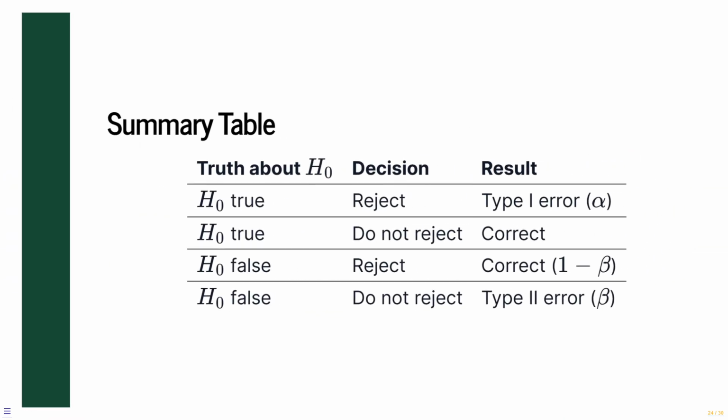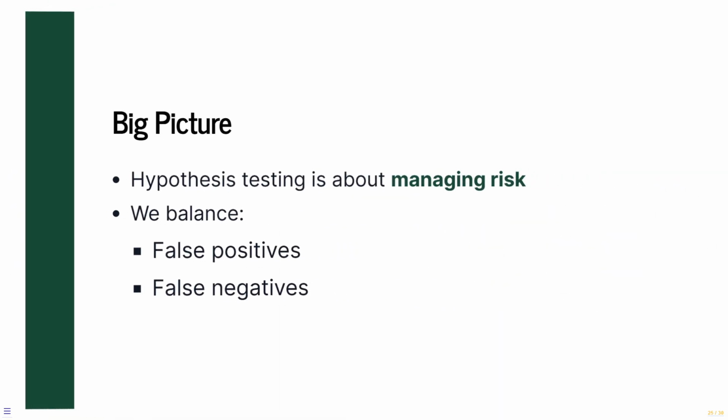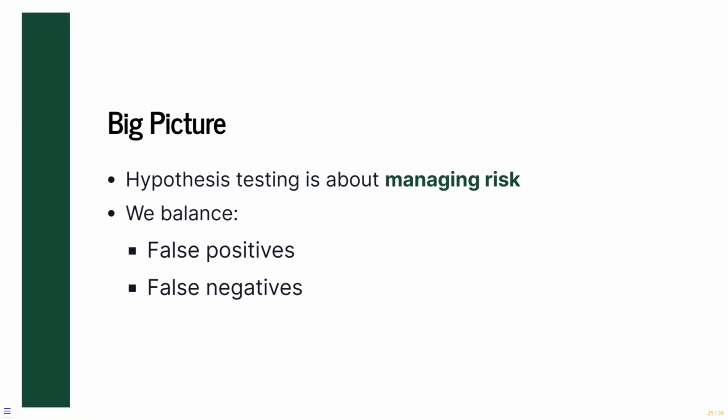We can summarize all of this in a table. If the null hypothesis is true and we reject it, we commit a type 1 error. If the null hypothesis is false and we fail to reject it, we commit a type 2 error. The other two outcomes correspond to correct decisions. In the big picture, hypothesis testing is not about certainty. It is about managing risk. We carefully choose our significance level and design our studies to balance the risks of different types of errors.